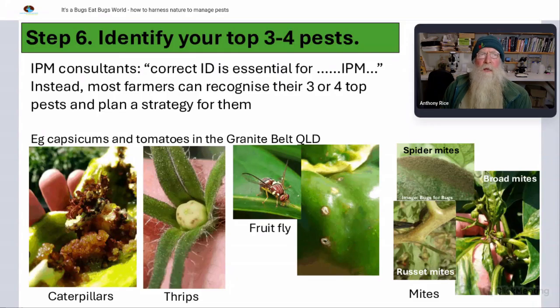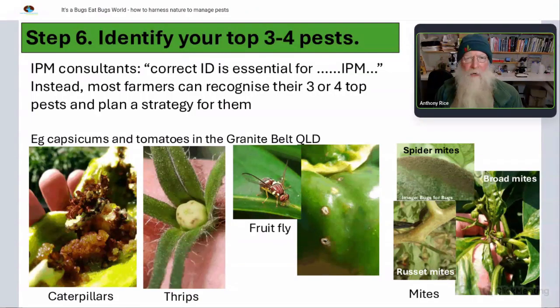The next one I just wanted to talk about was to identify your top 3 or 4 pests. The reason I raise this one is that IPM consultants, myself, I still think there's an element of this, is that we've overcomplicated. You imagine a farmer wanting to know the difference in the thrips that they've got in their crop. They're very hard to identify. You almost need to get a microscope, have a look down and count bristles in various places. But it can be a much broader approach than that.